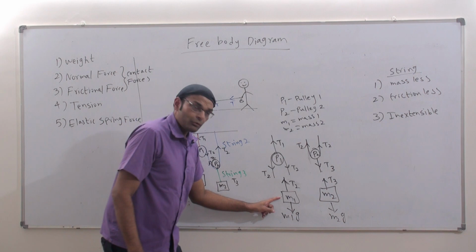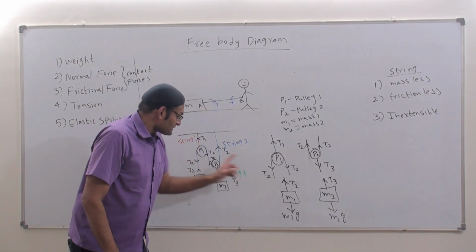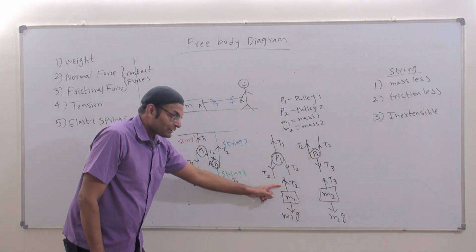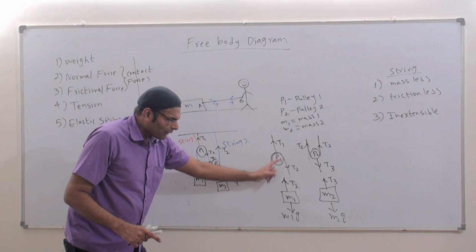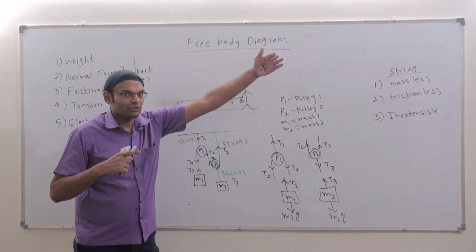Okay. Now how about M1? M1 has a string connected to P1. So since the string is the same, the tension is all the same. But why am I writing upwards for T2? Because you see, tension always goes away from the point of concern.